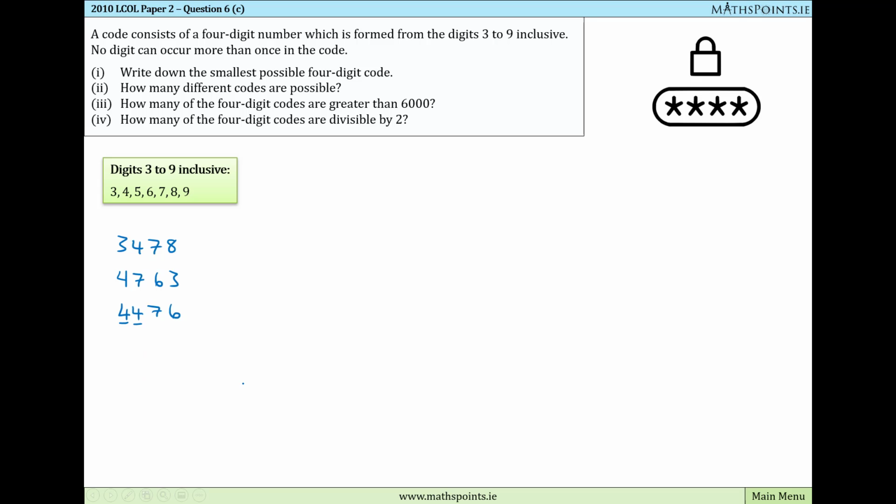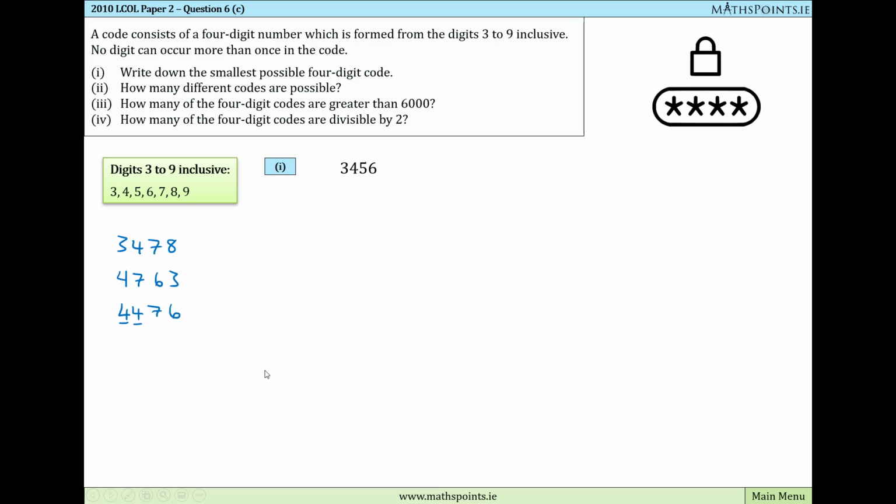So the first question is very easy. It asks us to write down the smallest possible 4-digit code. So if we think about the numbers we have, 3, 4, 5, 6, 7, 8, and 9, well, if we go in numerical order from the lowest to highest and pick the lowest 4 numbers, the smallest code we could have is 3, 4, 5, 6.